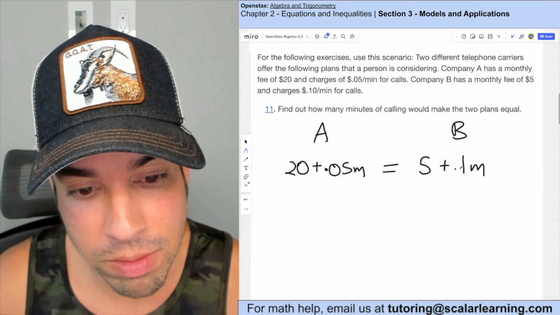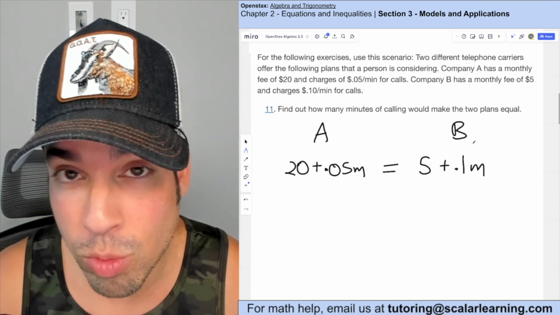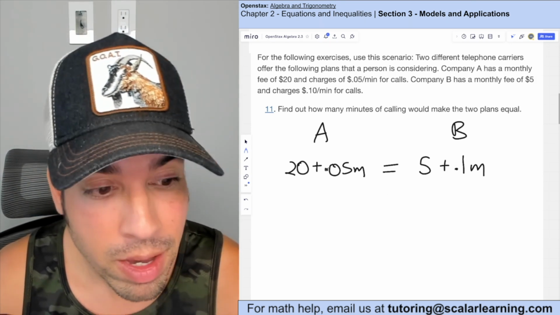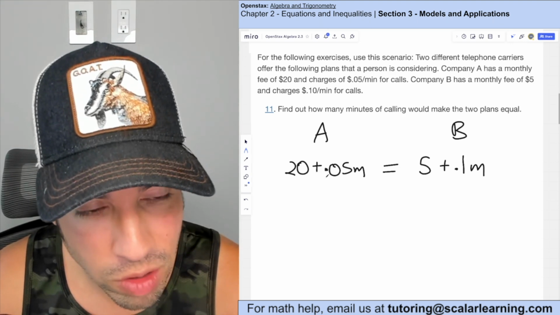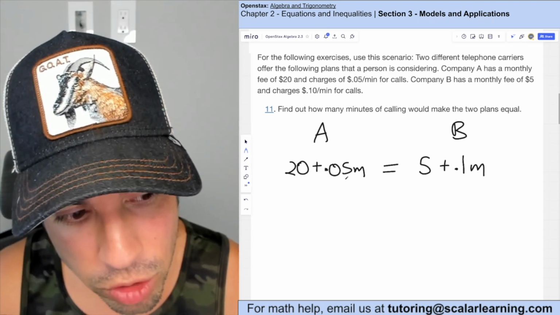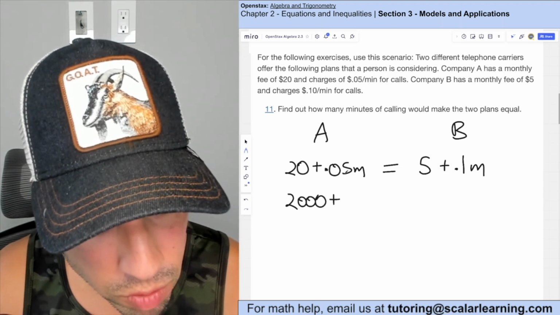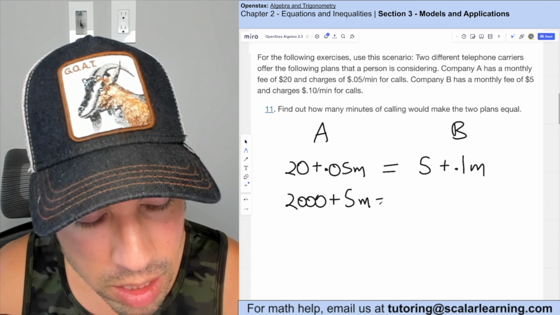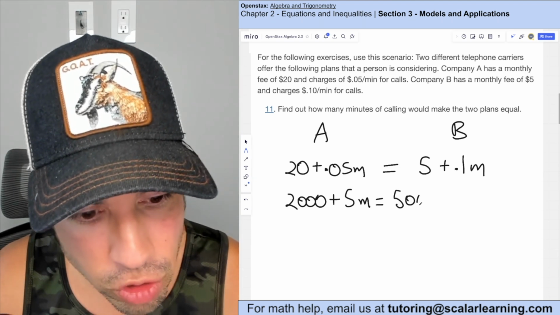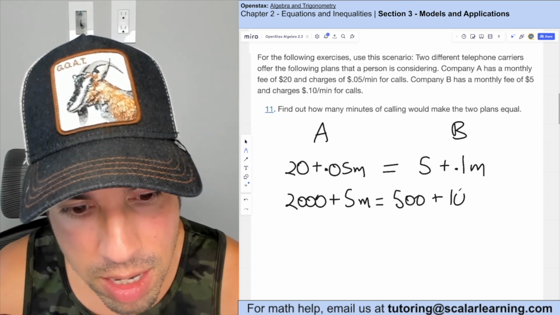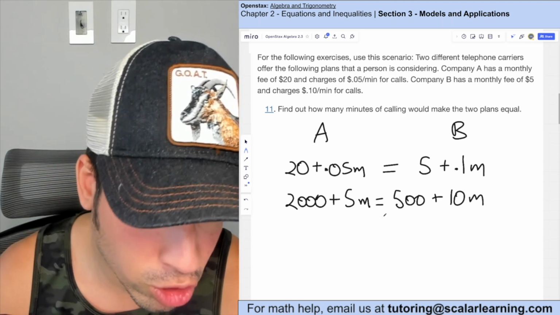Now, if you're not a fan of decimals here, we can get rid of the decimals right off the bat. This is what I would recommend. If I multiply everything times 100, because if I do that, you're moving the decimal over 2 spots. That becomes 2,000 plus, move it over 2 spots, 5m equals 500, right, times 100, plus 10m. Now, these numbers, in my opinion, are much easier to work with.